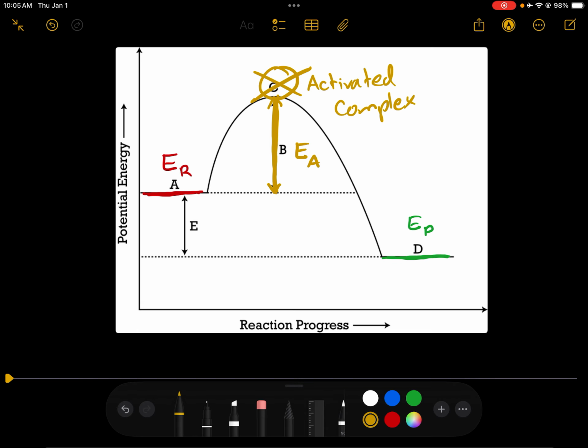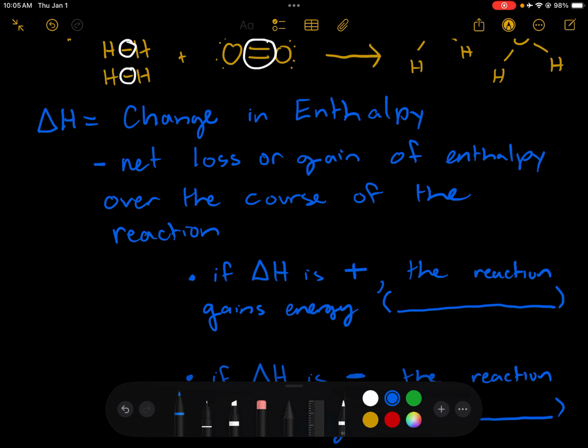All right? Last thing you need to be aware of in a potential energy graph is delta H, or the change in enthalpy of a reaction. And that is the net loss or gain of enthalpy over the course of the reaction. And enthalpy is not a term I want you to get tripped up on right now. We'll talk a lot about enthalpy during the thermodynamics unit. But for right now, all you really need to know about it is that it is similar to energy. It is not the same thing, but for all intents and purposes right now, this term is going to be similar to energy. So you can think of it as the energy lost or gained over the course of the reaction.